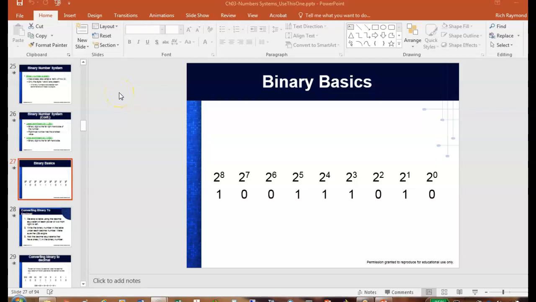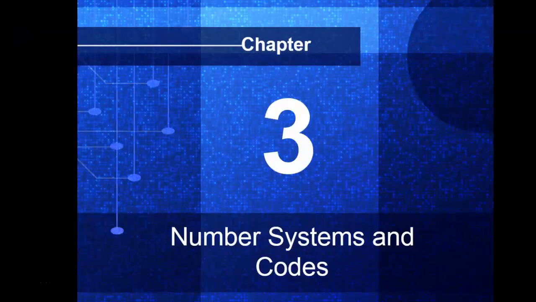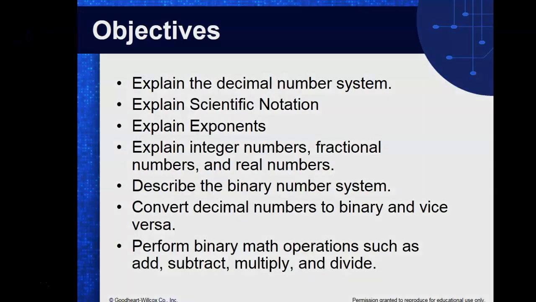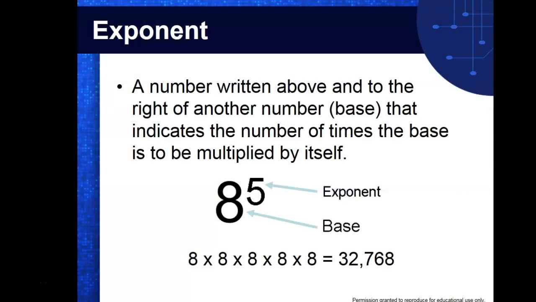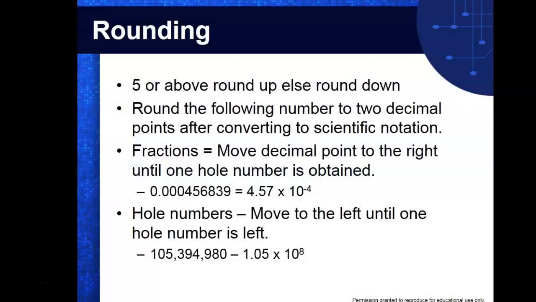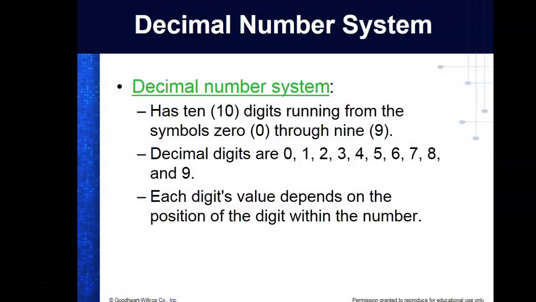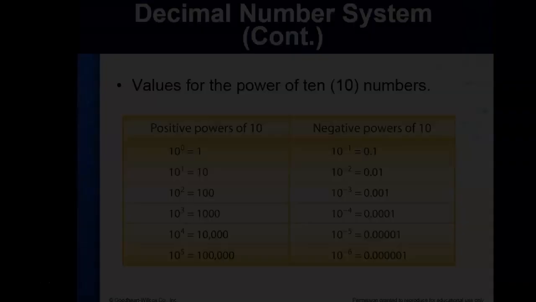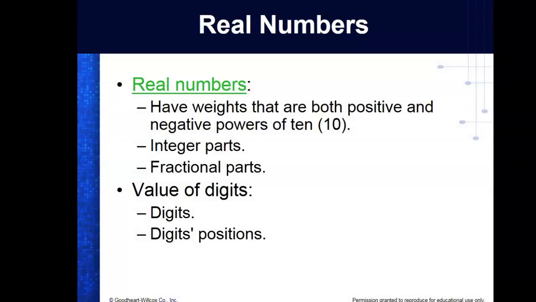So we were talking about numbering systems, right? And then we looked at the binary number system. We talked about bases. We talked about whole numbers. We talked about integers. We looked at the decimal number system, radix, engineering notation. We talked about real numbers.